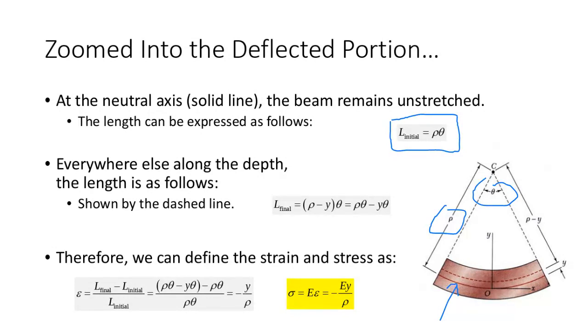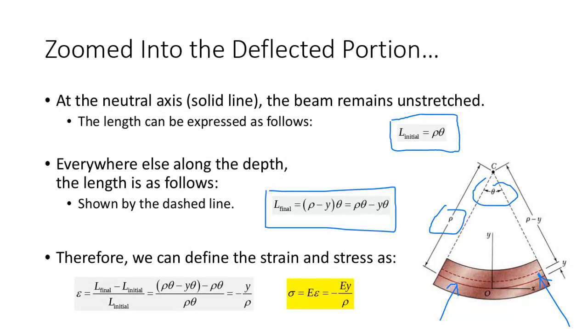Likewise, we can use the same philosophy to determine the length of this segment right here, because that's the one we're really interested in. That segment has undergone deformation because it's shorter than what it was before. Before you bent the beam, that segment was just rho theta long. Now it's rho minus y times theta because it's gotten shorter, right? So I do a little bit of algebra. If I've got an initial length and a final length, I can determine the strain as the change in length divided by the original length.